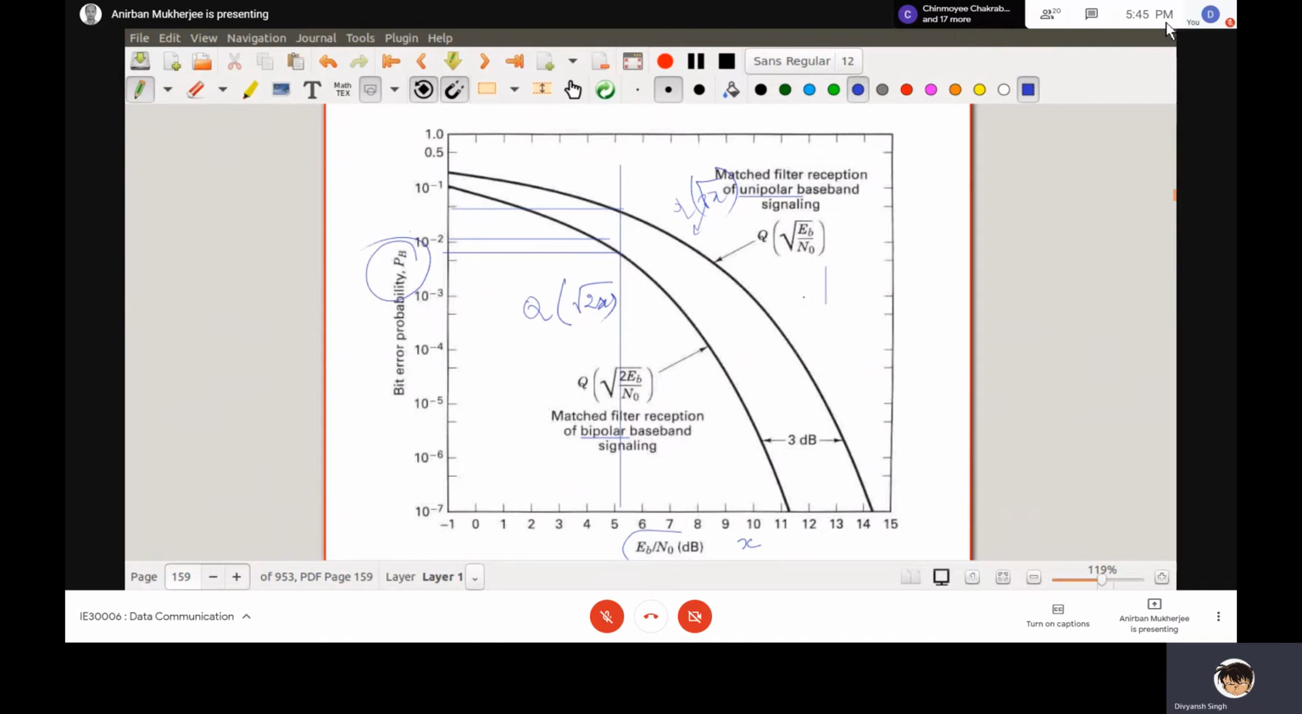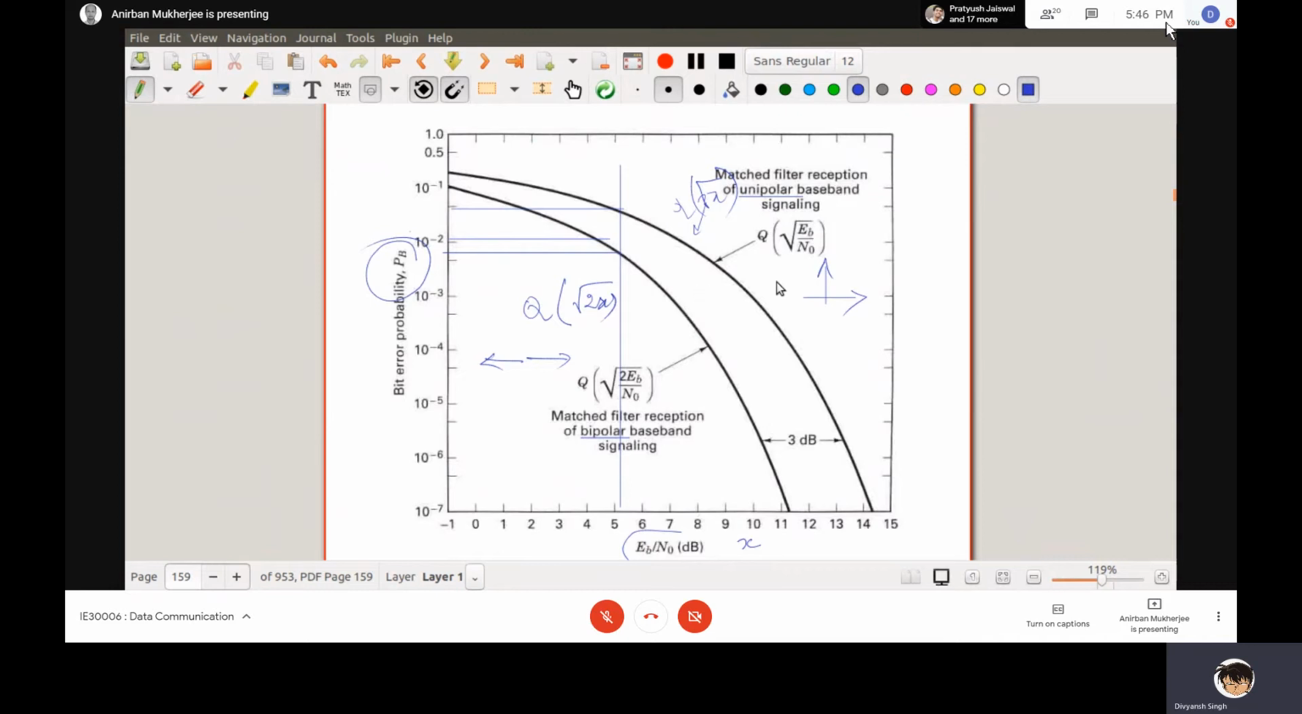If I do bipolar instead of unipolar, the thing is that here the signal is orthogonal. This is S1, this is S2. But here the signal is this is S1, this is S2. In that case, for a given SNR the probability of bit error will be much lower, or for a given probability of bit error, your SNR will be much higher for this. Now you try to understand.